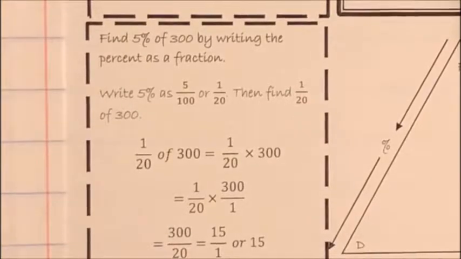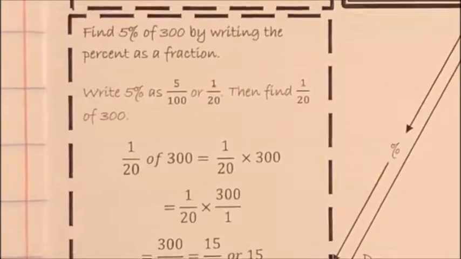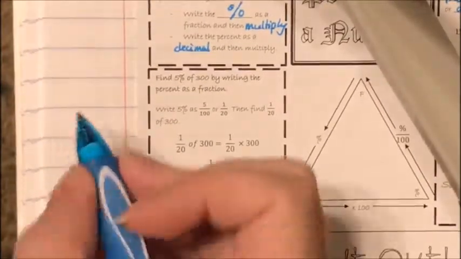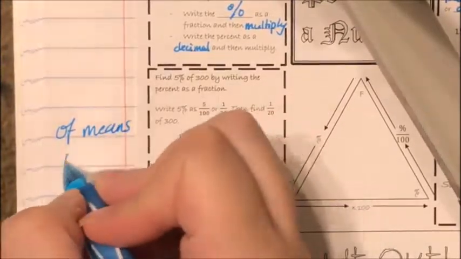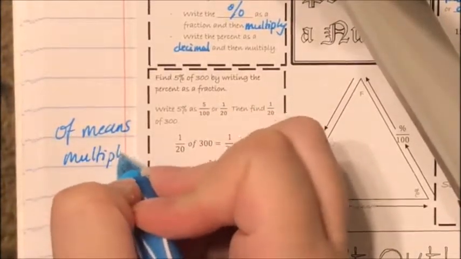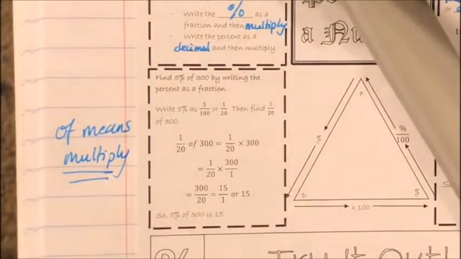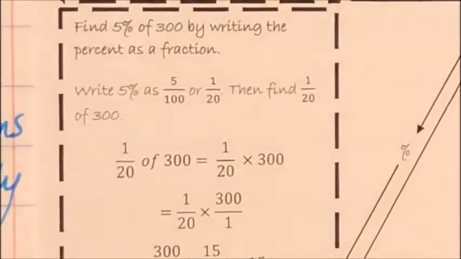Okay? So of means to multiply. Okay, so you may want to write that down somewhere. Of means multiply. Okay? It's kind of important for you to know. Of means to multiply. So anytime you see of in math, it usually means to multiply. Okay? So going back to this problem.